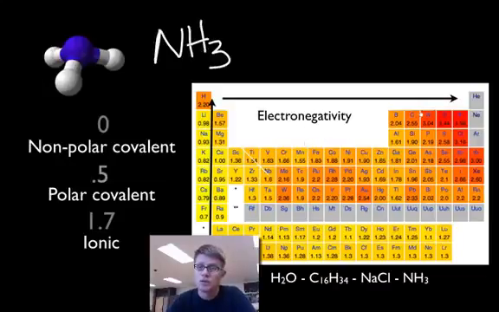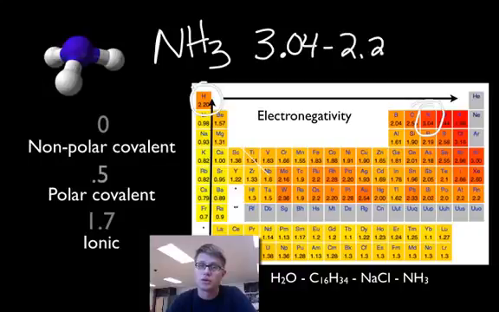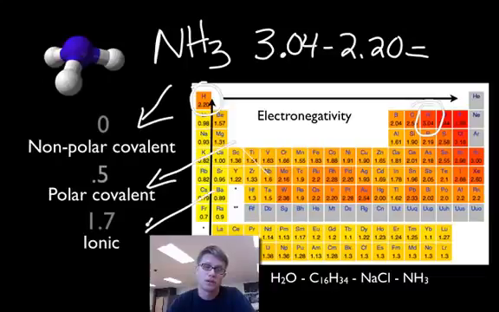You should be able to figure this one out. First we look up hydrogen, then we look up nitrogen, and the difference is going to be 3.04 minus 2.20. So which one is it? Is it nonpolar? Is it polar covalent? Or is it ionic?